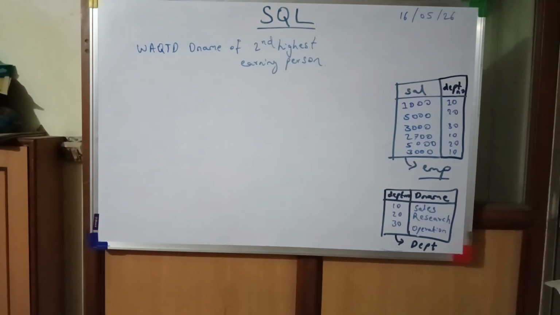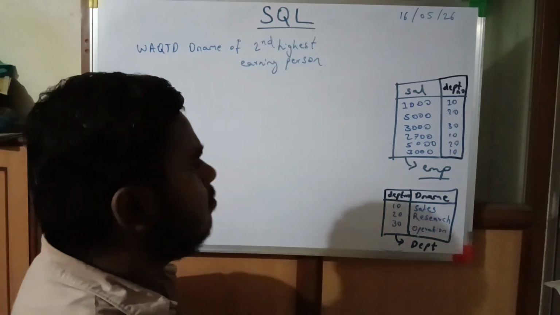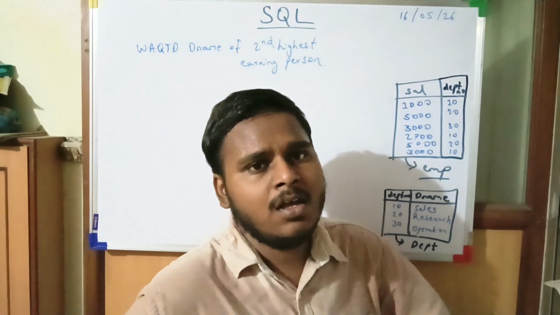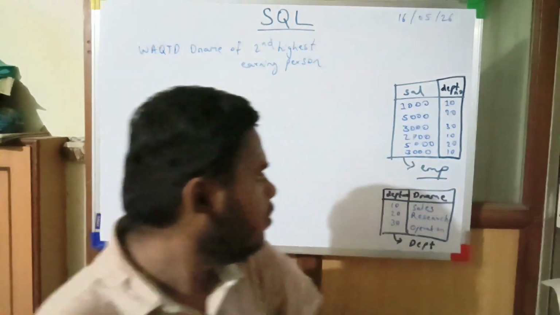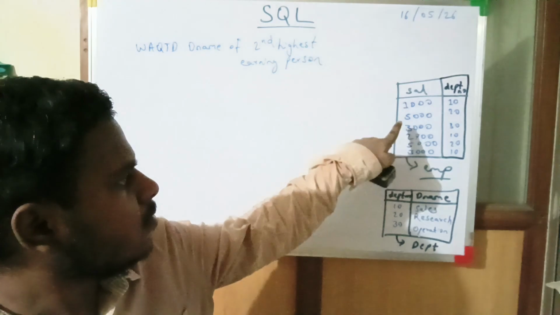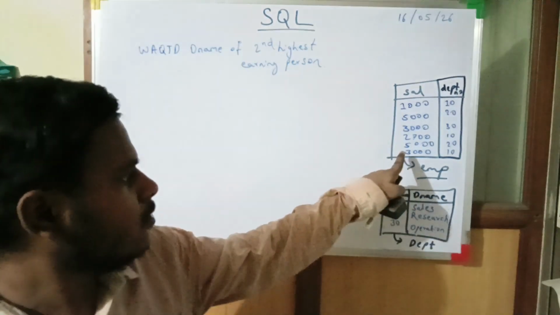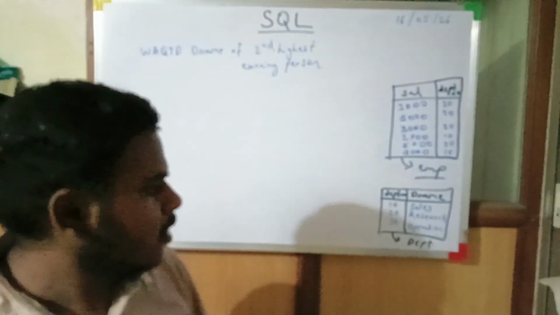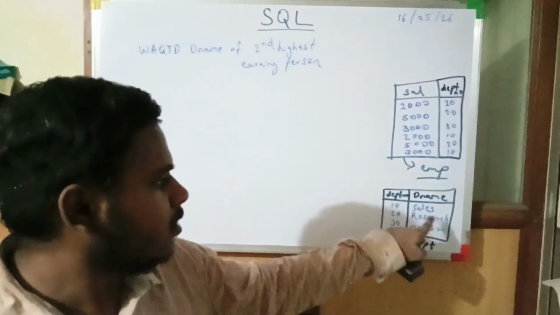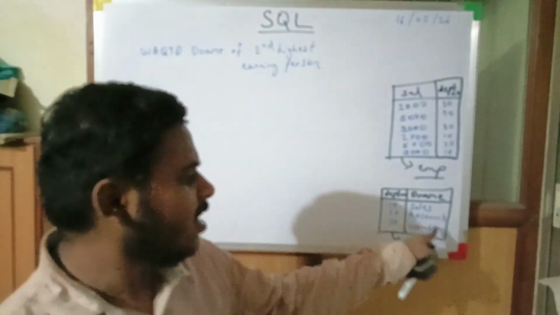Now here we need to find the department name of the second highest earning person, meaning the second maximum salary. I need to know the department name of the employee who is earning the second maximum salary. If you look, the highest is 5000, and the second maximum is 3000. The 3000 persons work in department number 30 and department number 10. Department number 30 is operation, and 10 is sales. So the output I should get is sales and operation.